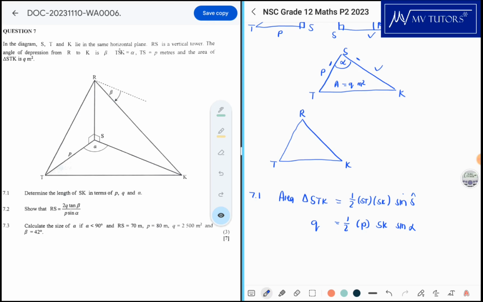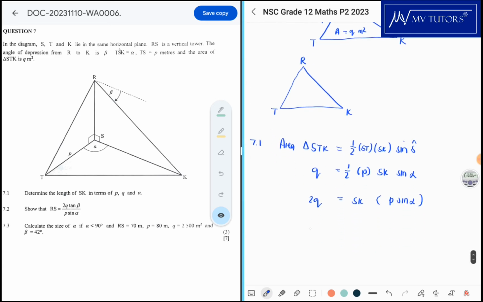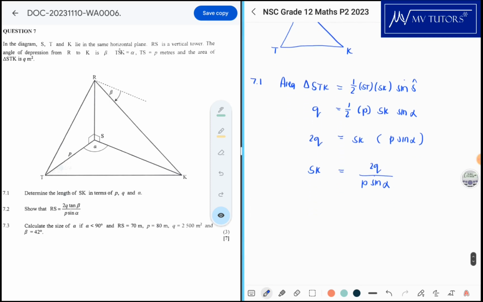Okay, so let me just take the half to the other side. I have 2Q, and then we just say SK, and we have P sine alpha. So now I know that SK would be 2Q all over P sine alpha. Alright, so that is it for 7.1.